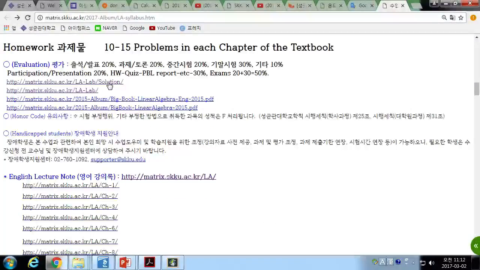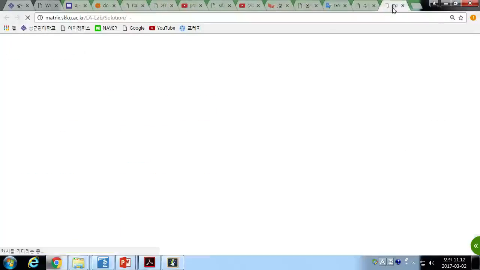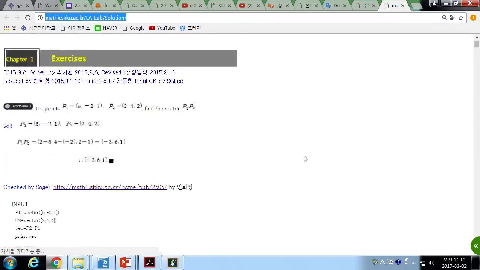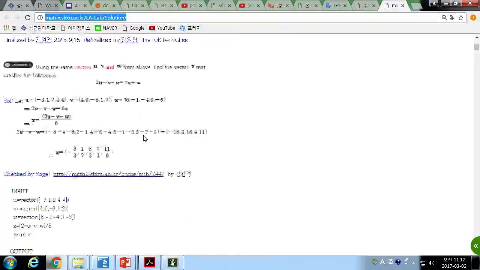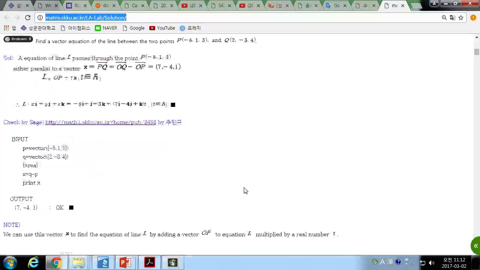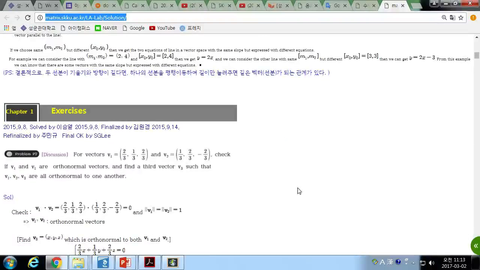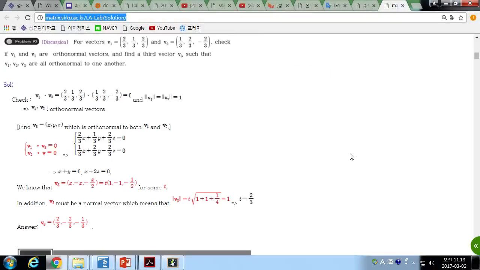and also this will be a good resource for you. This web page has most of the problems and solutions in detail, like this, from chapter 1 to chapter 10. So, whenever you have difficulty understanding the process of solving the problems, then you can refer to it.